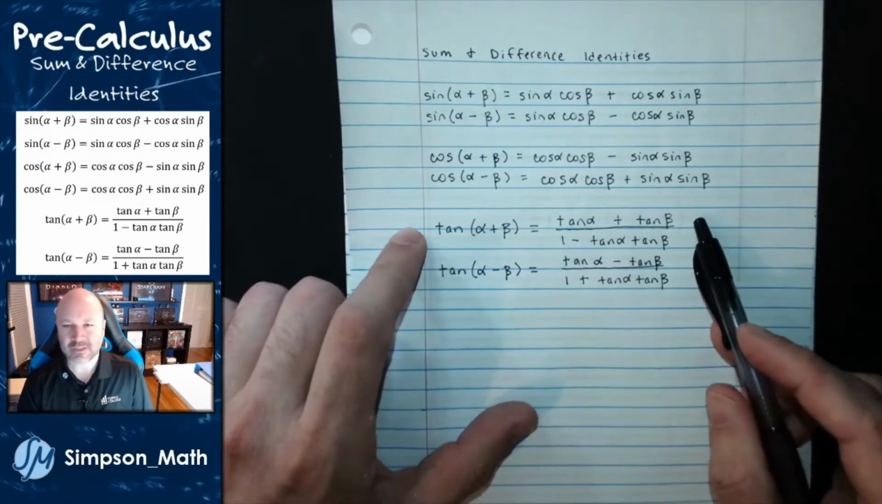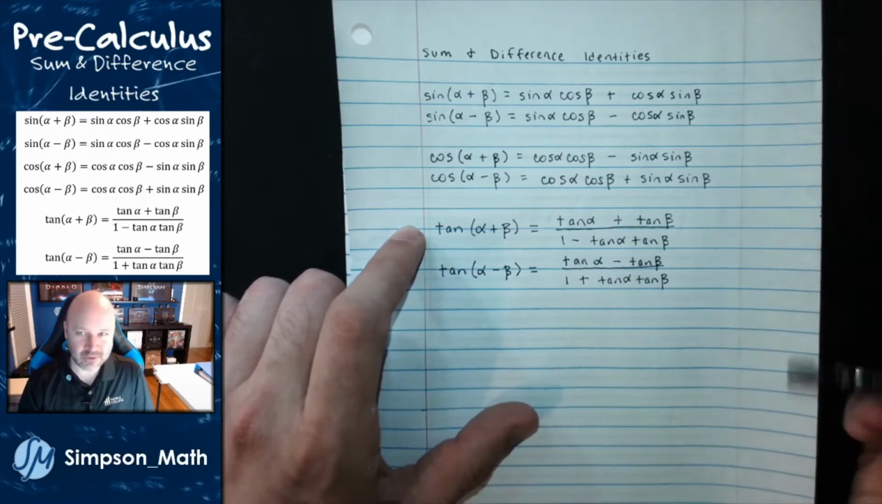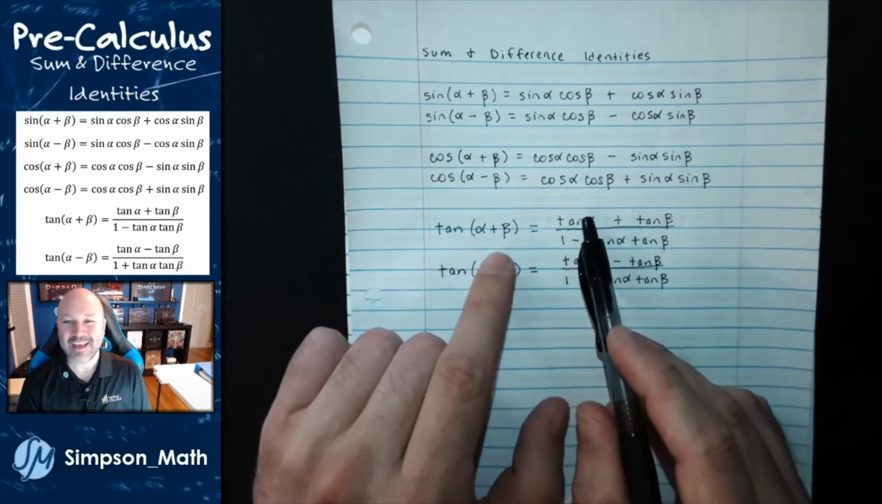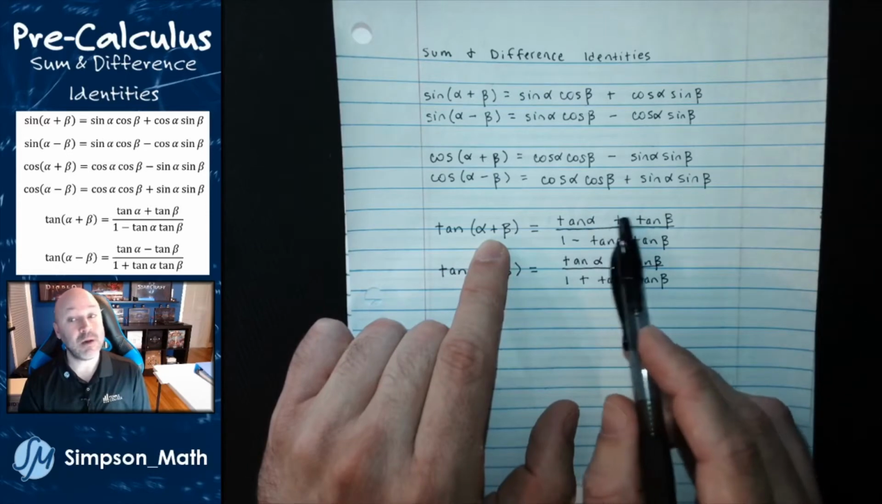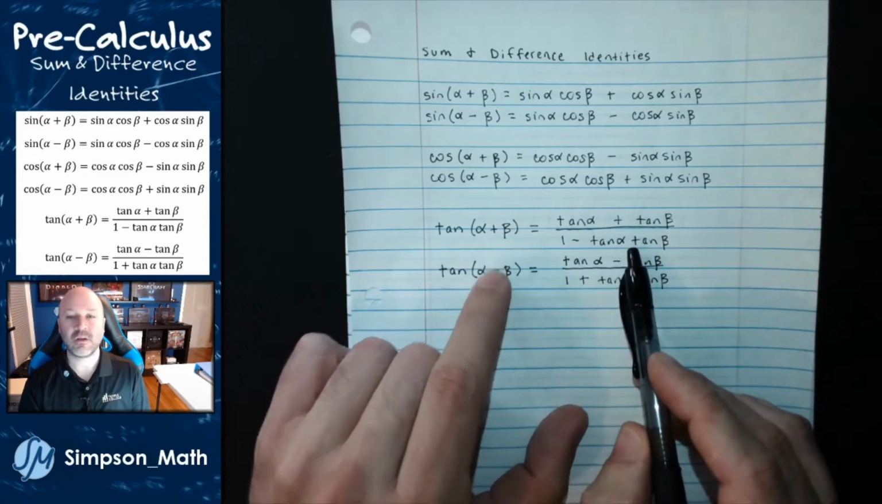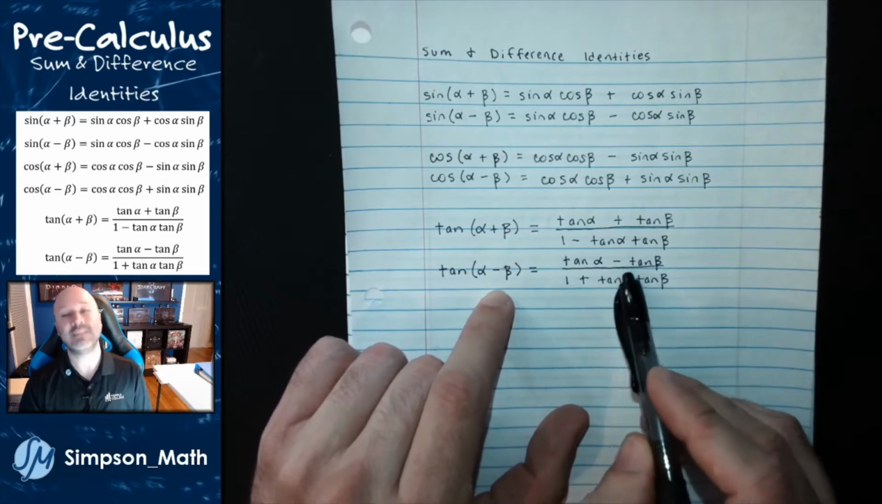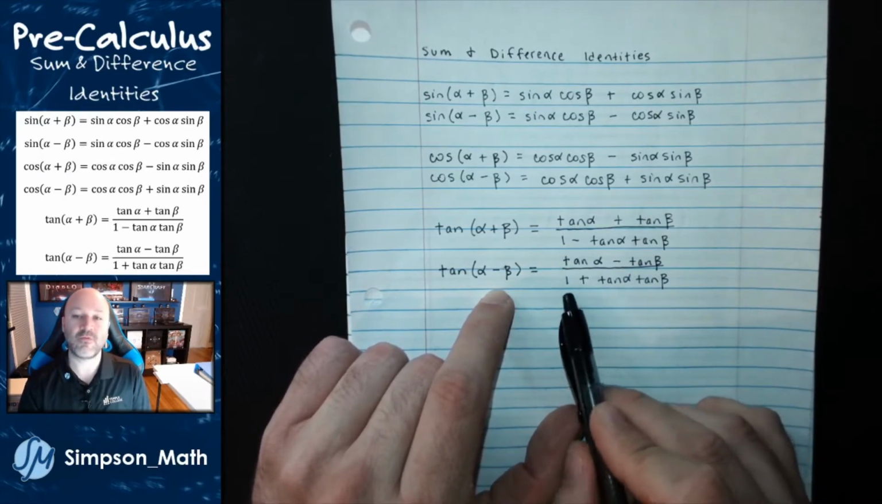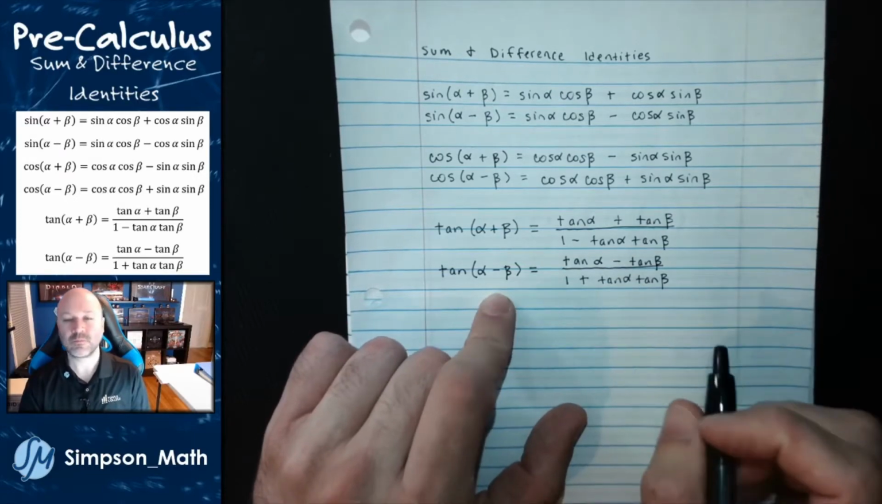The tangents, of course, they're quotients, and so they're a little bit rougher. But the tangent sum is a sum up top, and then you divide by 1 minus their product. The tangent difference is a difference up top, divided by the sum of 1 and their product.